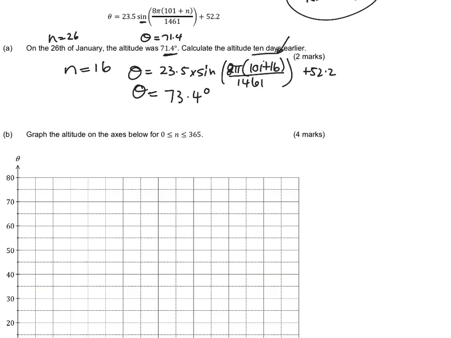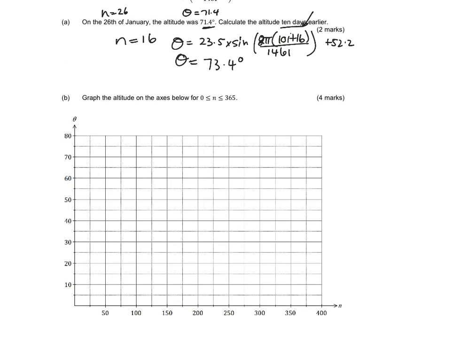Okay, so I'm going to go back and I'm going to put in a few values. I'm going to put in n equals 0. So change the 16 to 0 and I get just over 75. And I'm going to put in, we're going out to 365. So change 0 to 365 and I get 75.